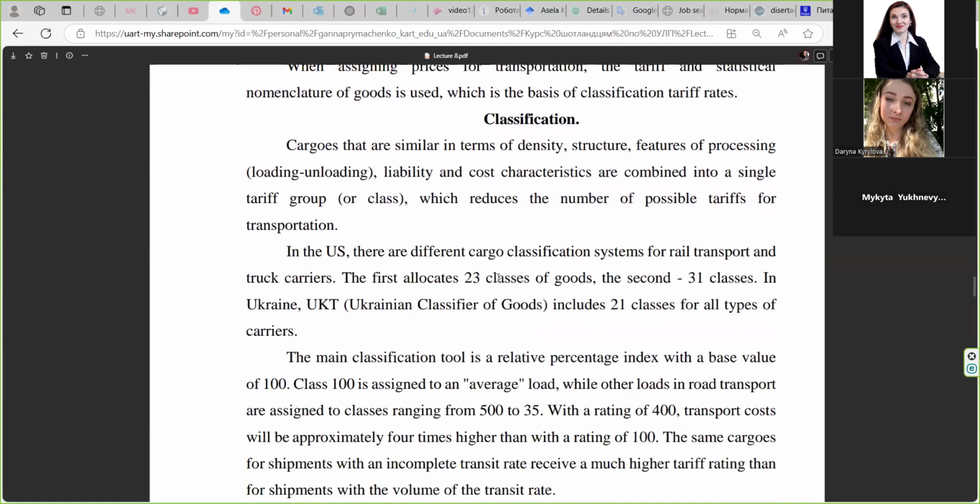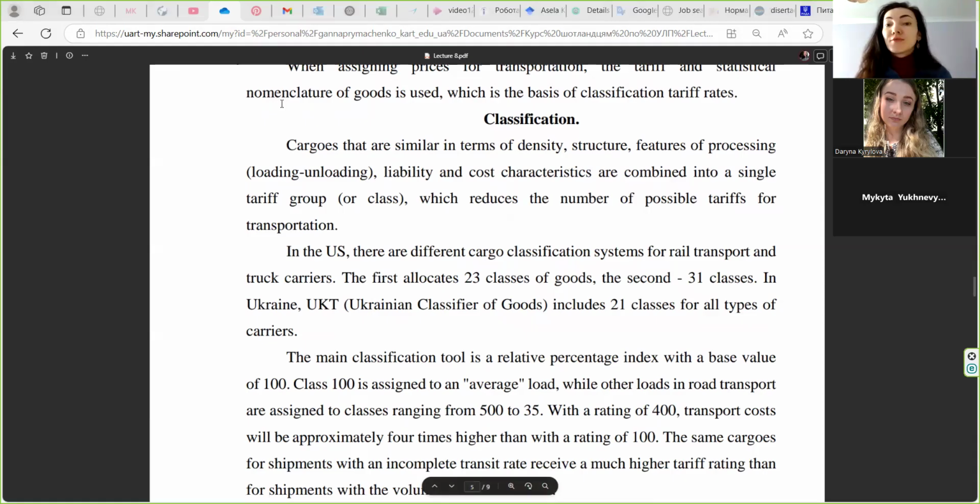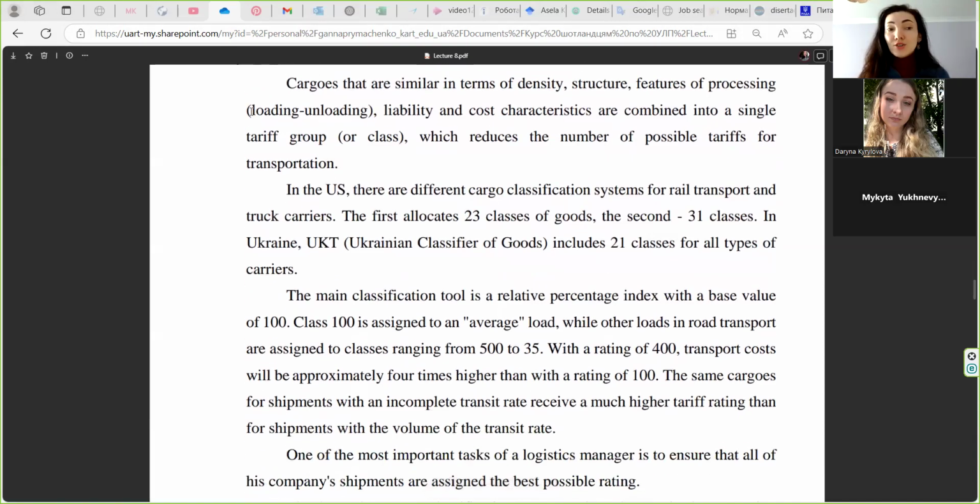For example, in the US, there are different cargo classification systems for rail transport and truck carriers. The first allocates 23 classes of goods, the second 31 classes. In Ukraine, the Ukrainian classifier of goods includes 21 classes for all types of carriers. The main classification tool is a relative percentage index with a base value of 100.